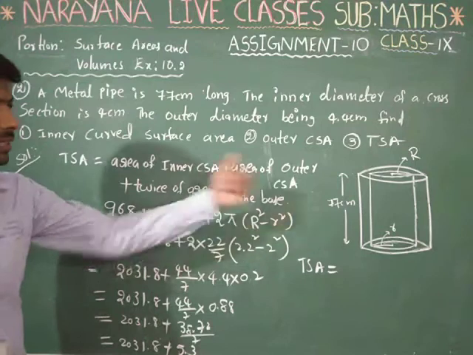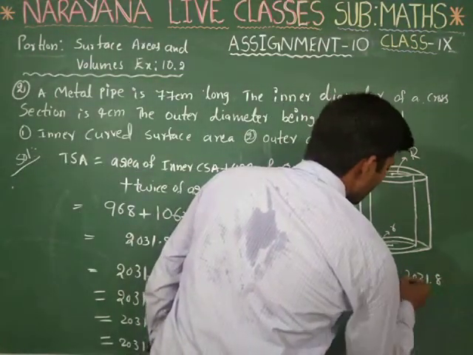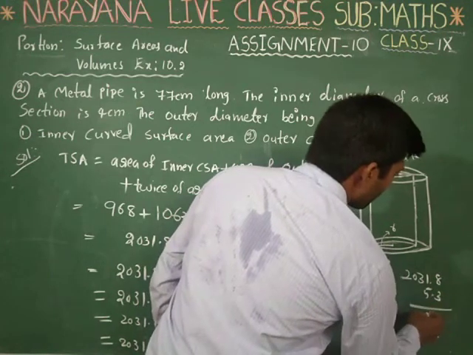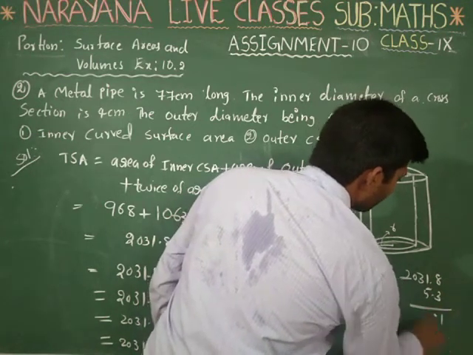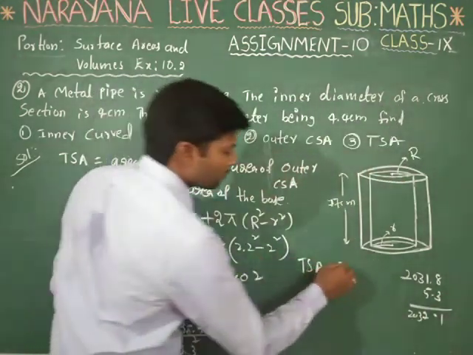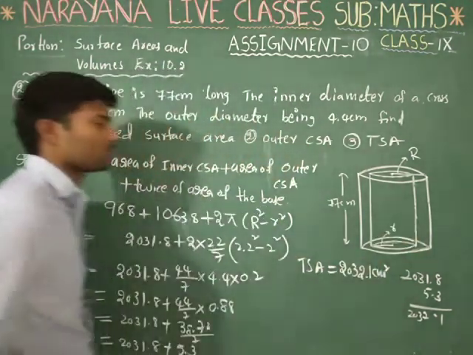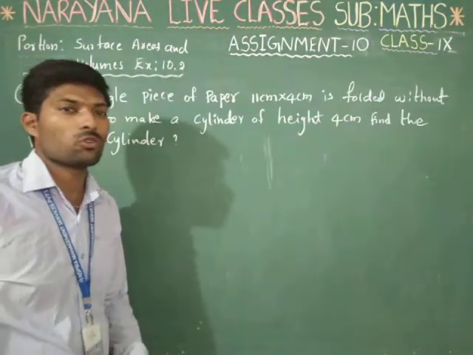Total surface area of the cylinder is nothing but this, which can be added by 2031.8 and 5.3. How much will it become? That is 0.1 and 2037. Okay. The total surface area will become 2032.1 square centimeter. Let us move on to the third question.